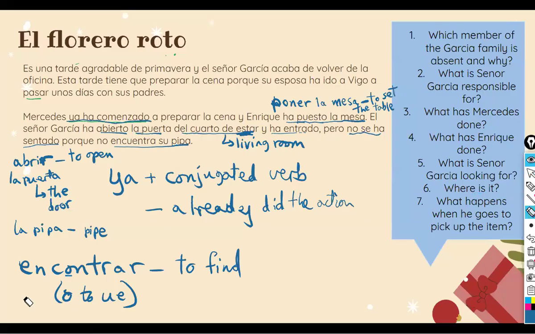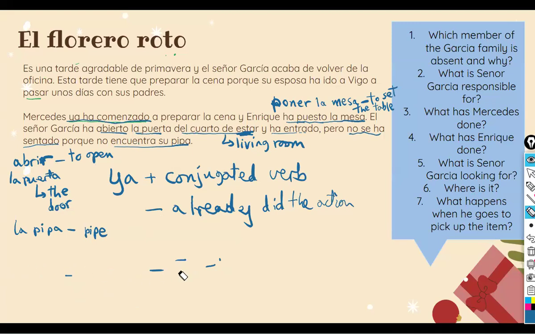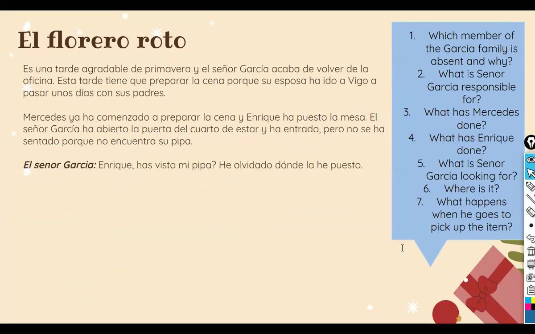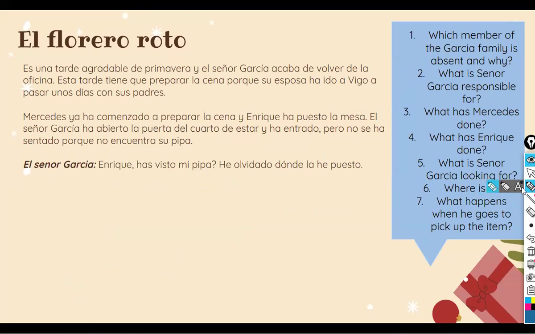So I need to erase what is down here, right? Actually, let's just get rid of everything. Okay. All right, so this is Mr. Garcia speaking here, right? Do my ends have tildes? The ones on top have tildes, but here they don't have tildes, so we'll have to put in the tildes. All right, and the accents as well. Okay. Enrique, ¿has visto mi pipa? He olvidado dónde la he puesto.